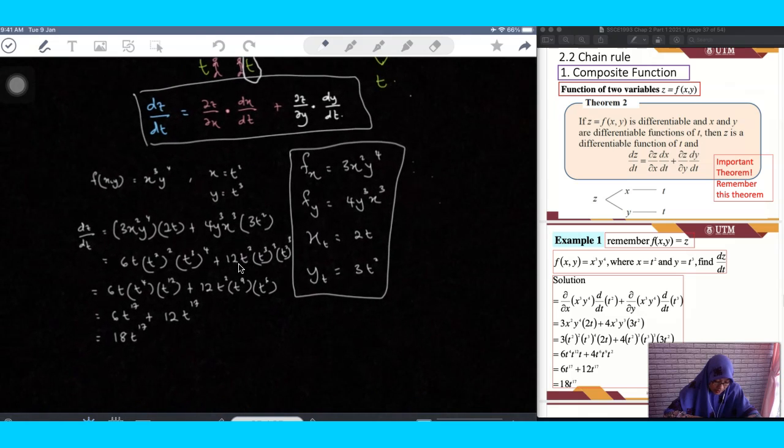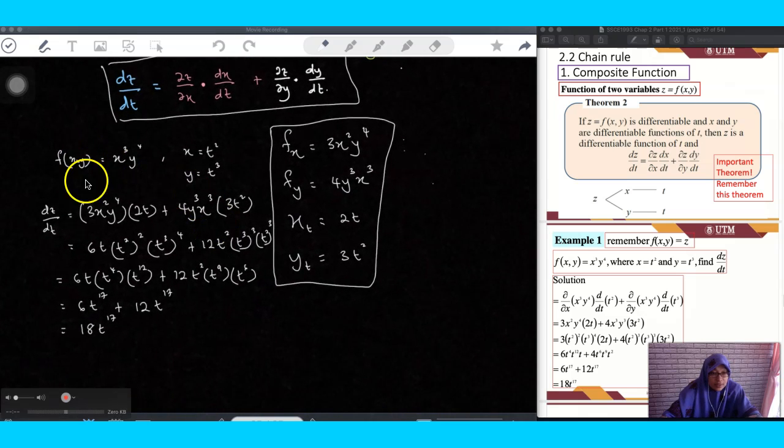My question is regarding this one. Differentiate f, where f is given, and x is in terms of t, and y is also in terms of t. Is there any other way without using the chain rule, so that we can solve this example? The problem here is that you want to differentiate f with respect to t.